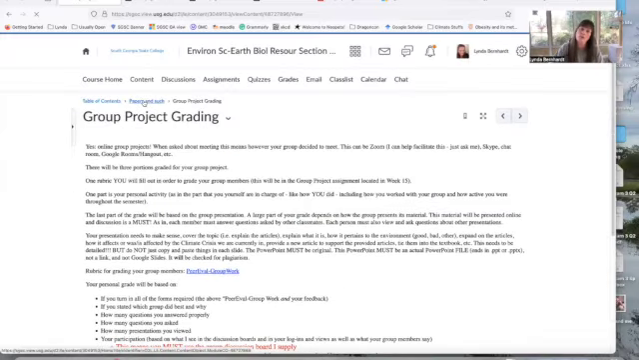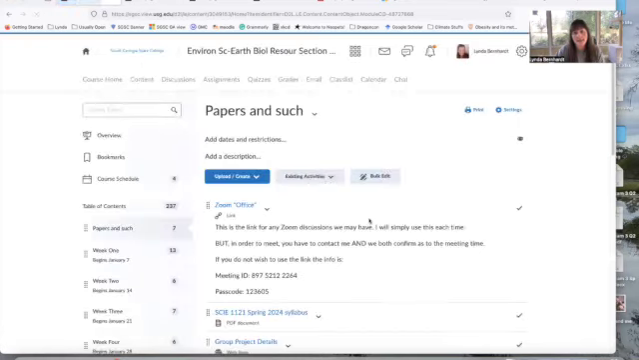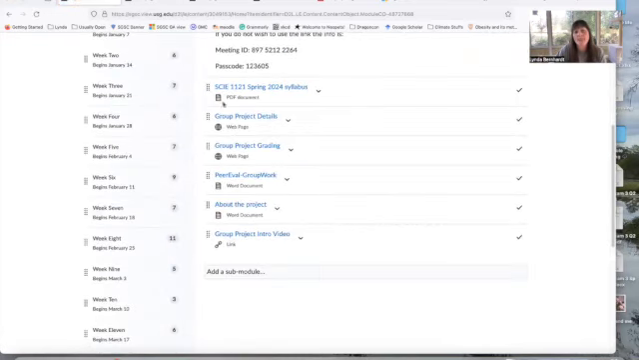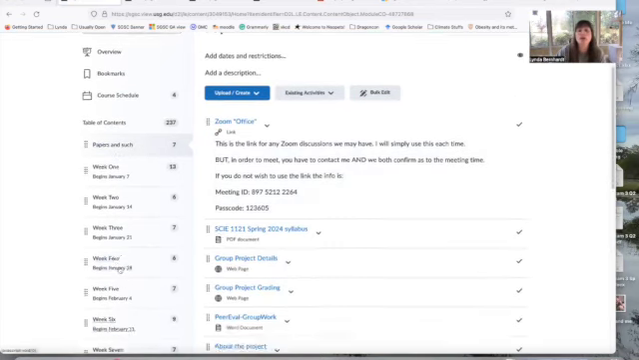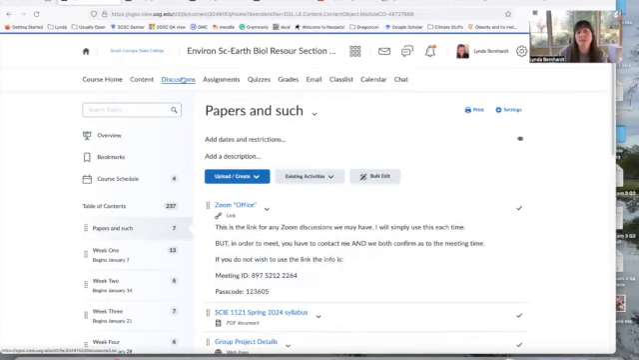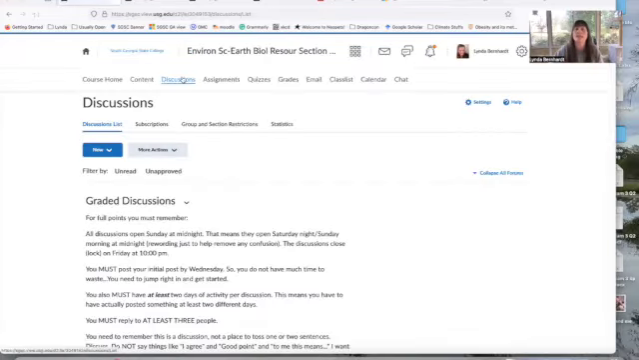I think we're almost done with all of this. Yeah, this all has to do with just the project. I think I'm going to delete this because I just put all this information right here. Group projects are the group discussion boards. Again, go to discussions.